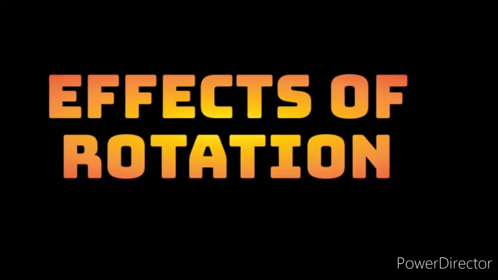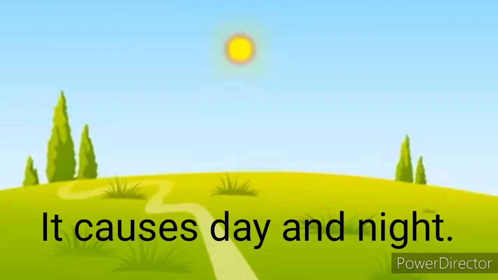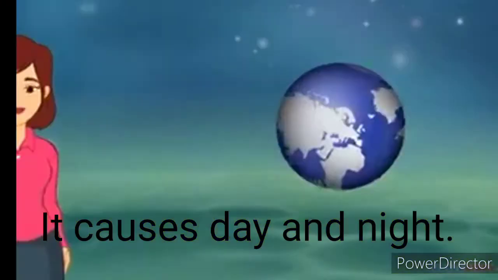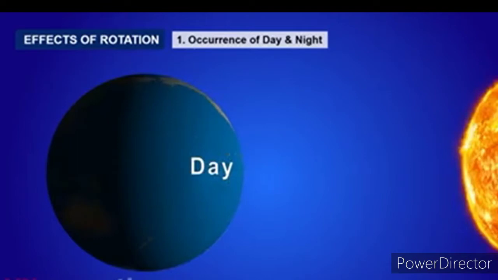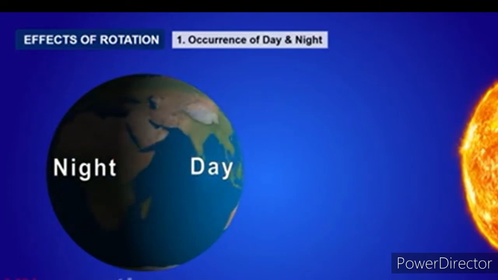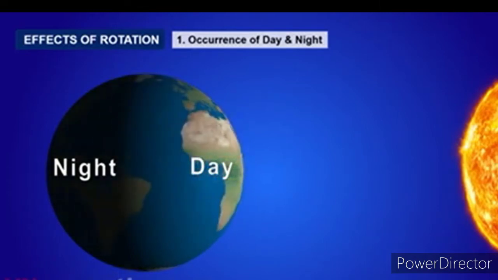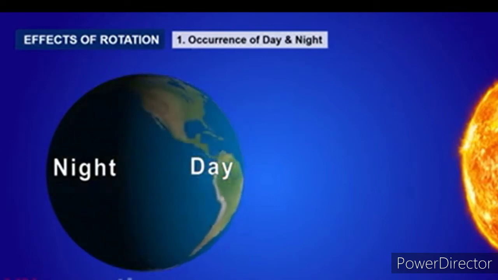Now let us learn the effect of rotation. The first effect of rotation is it causes day and night. This is because as the Earth rotates west to east, that half of the Earth's surface facing the sun gets light while the other half remains in darkness. The portion that gets light experiences day while the other half experiences night.